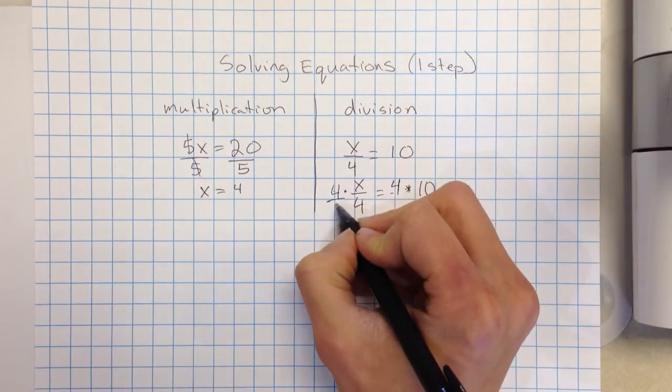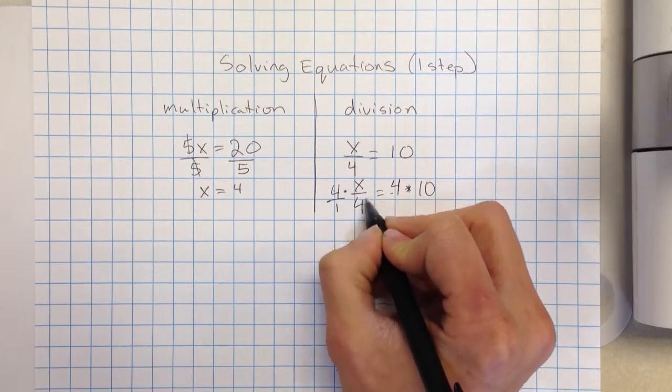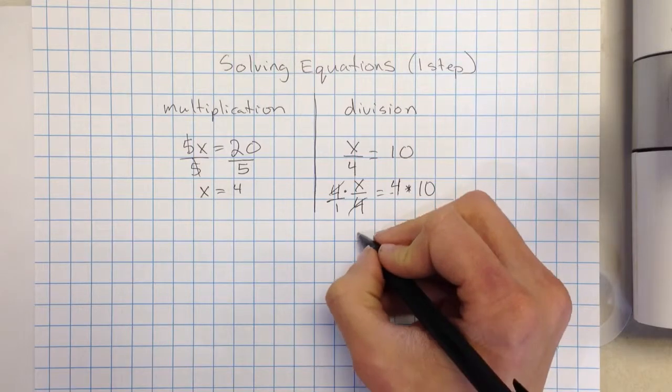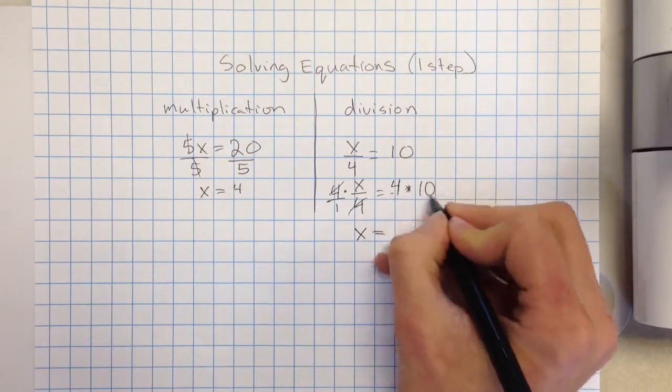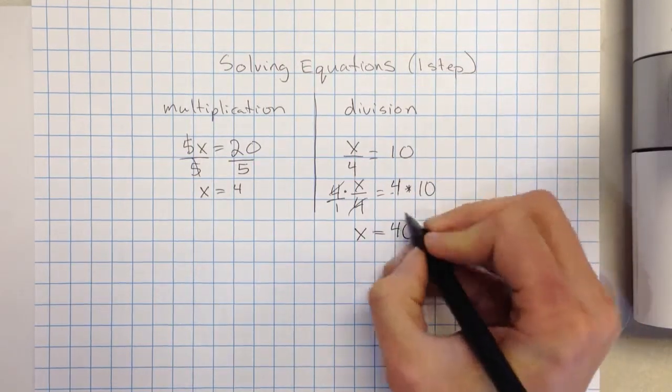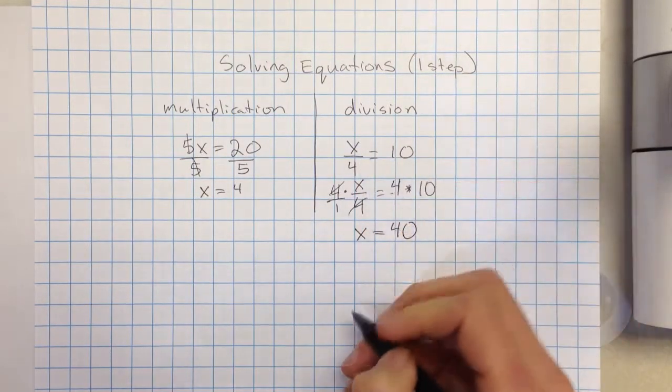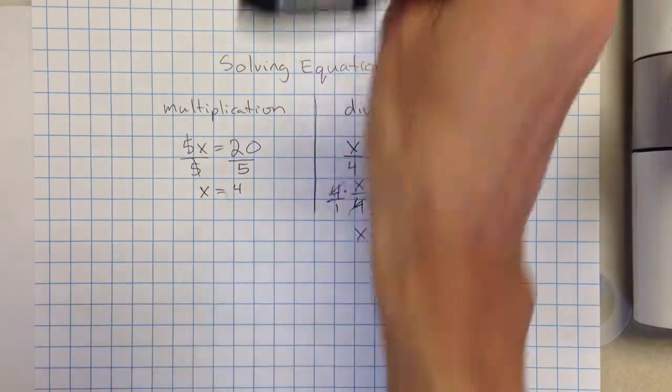4 is the same thing as 4 over 1, and we know when we multiply, and we looked at cross-simplifying yesterday, these will cancel out, so that leaves me with x on the left side. 4 times 10 on the right is 40. I could put this back in my original equation to check it. 40 divided by 4 is 10. Okay.